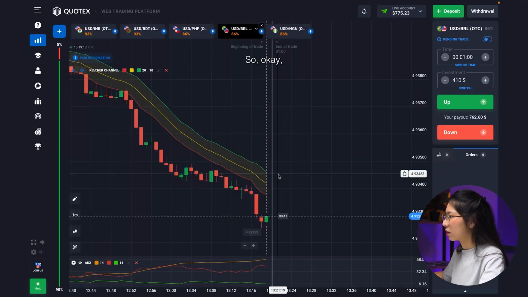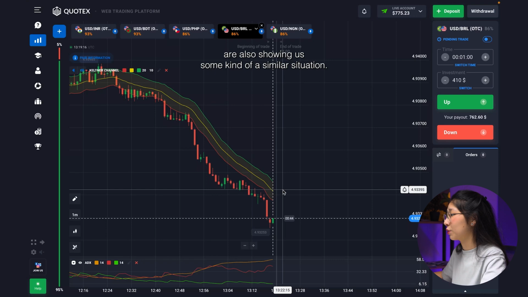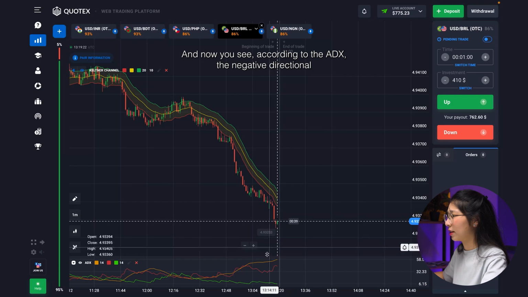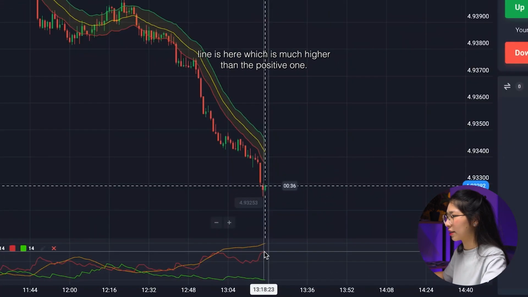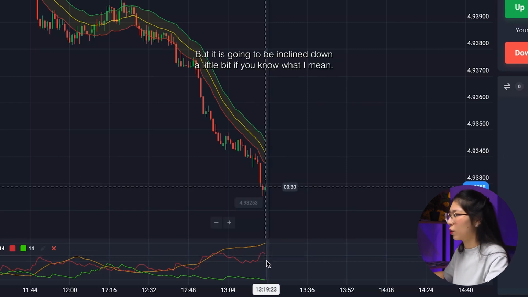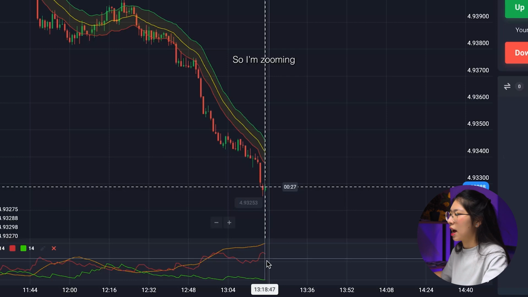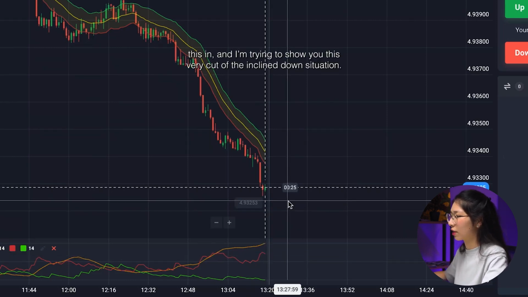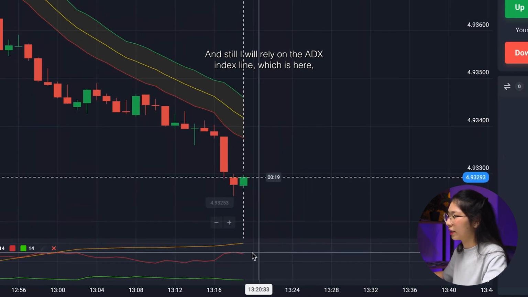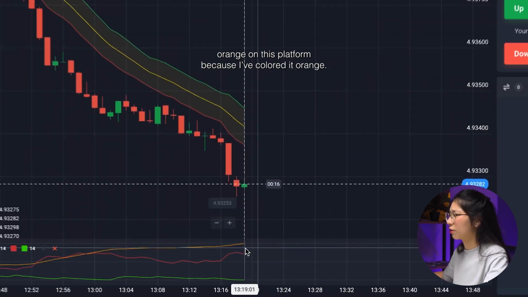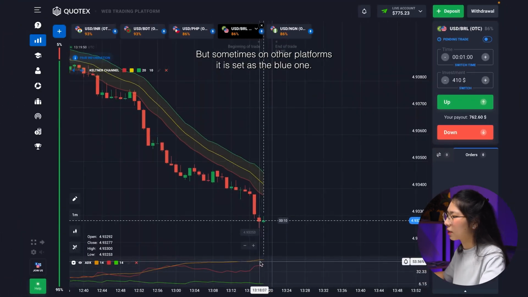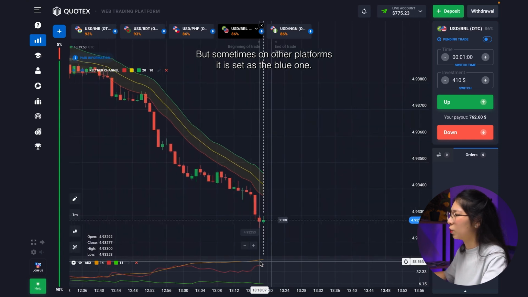So, okay, it is showing us some kind of a similar situation. The general story is here for the bears, and now we see, according to the ADX, the negative directional line is here, which is much higher than the positive one, but it's going to be inclined down a little bit, if you know what I mean. I'm zooming the scene to show you this inclined-down situation, and still I will rely on the ADX index line, which is orange on this platform because I've colored it orange. But sometimes on other platforms it's the blue one.